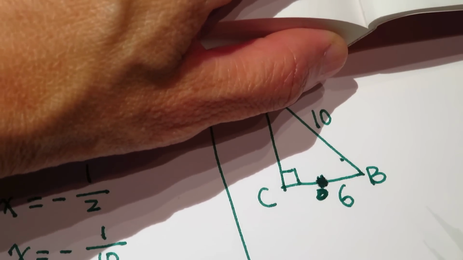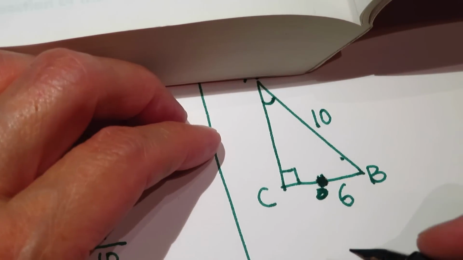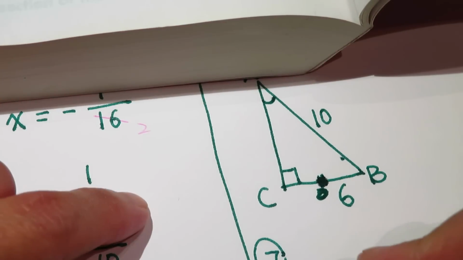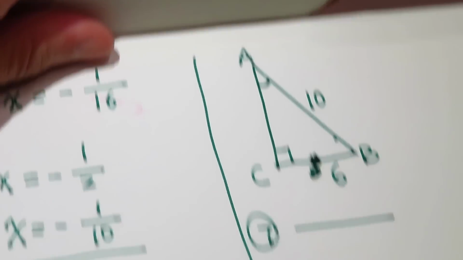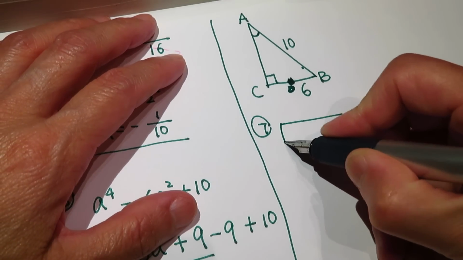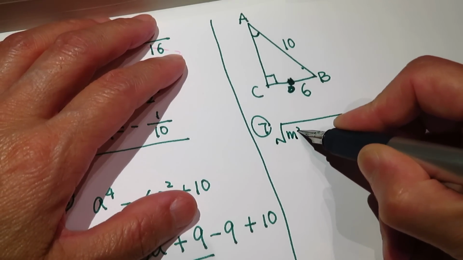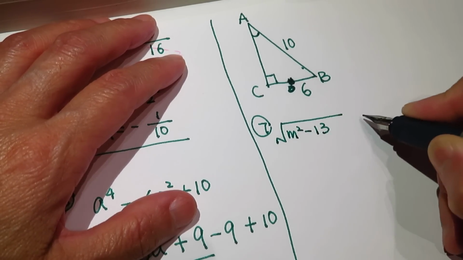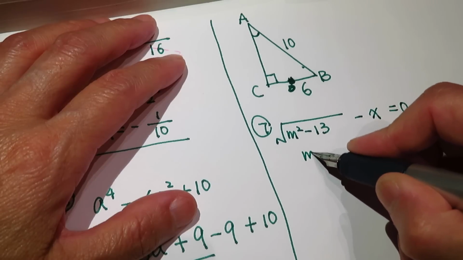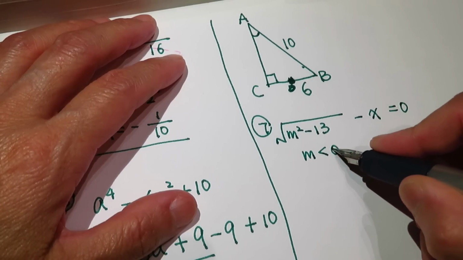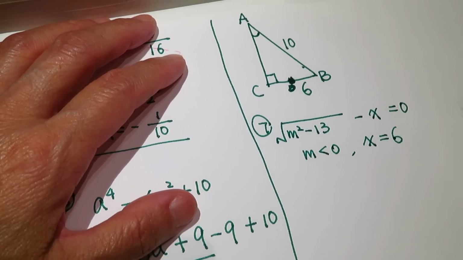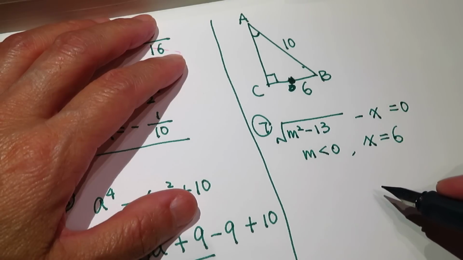And number 7 is given. What is given here? The given is square root of m square minus 13 minus x equals 0, and m is smaller than 0, x equal to 6. Now we need to find the value of m.